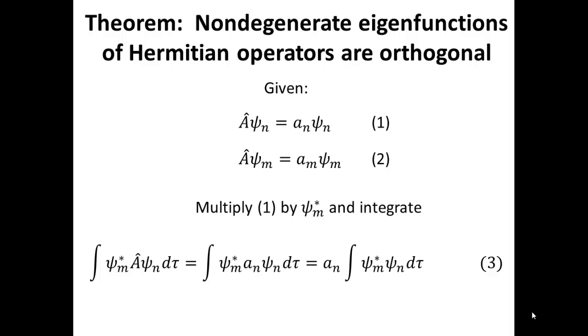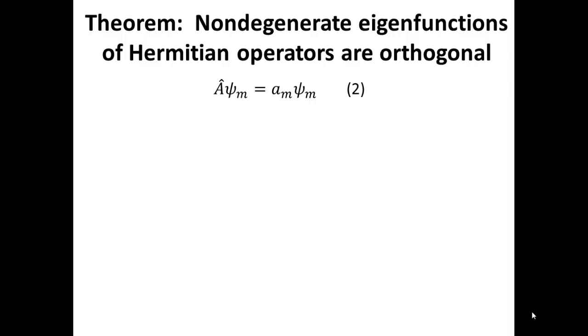And what we can do to the integral on the right-hand side is pull the eigenvalue a sub n out in front of the integral because it's a scalar value, and that just leaves behind psi m star psi n integrated over all space.